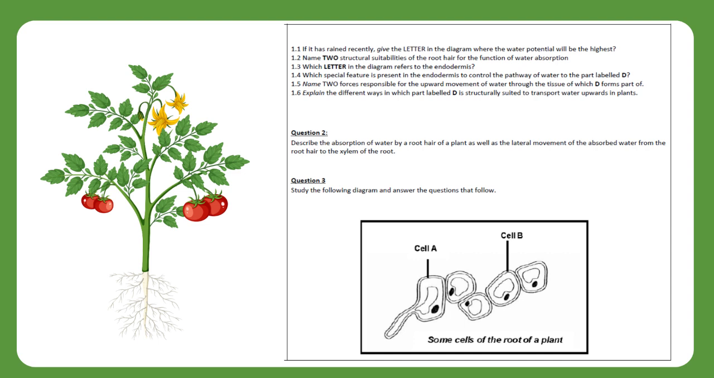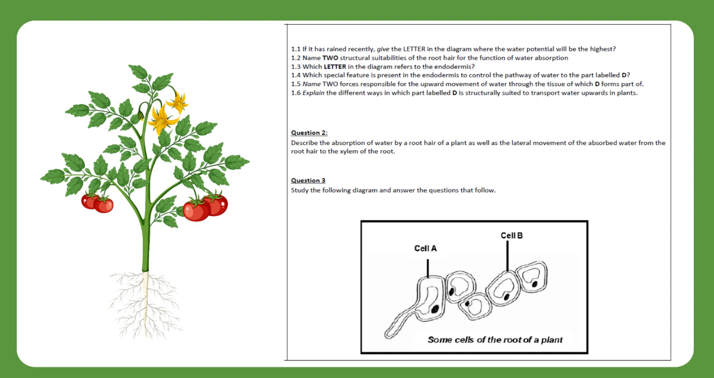1.3 Which letter in the diagram refers to the endodermis? 1.4 Which special feature is present in the endodermis to control the pathway of water to the part labeled D? 1.5 Name two forces responsible for the upward movement of water through the tissue of which D forms part. 1.6 Explain the different ways in which part labeled D is structurally suited to transport water upwards in plants.